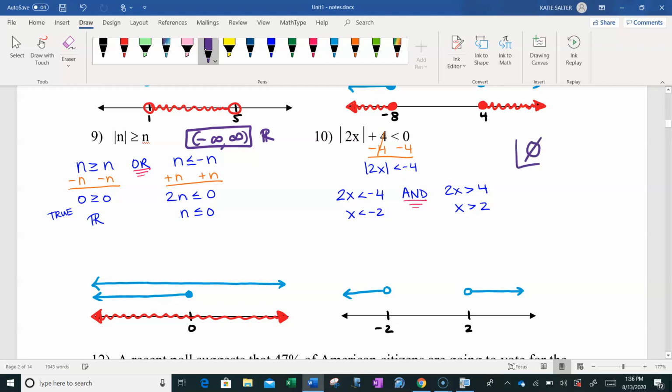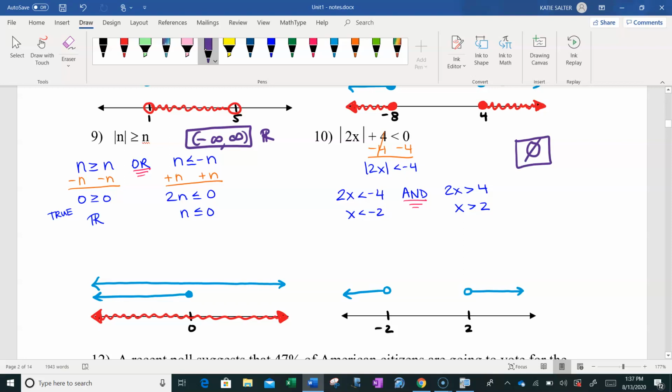Now, I always have students ask me, well, of course it was, Ms. Salter, because right here it was equal to a negative number. Be careful. This is not an equal symbol. This is a less than symbol. So yes, if you think about it, it makes sense because the absolute value of any number cannot be less than a negative number because that would make it negative.